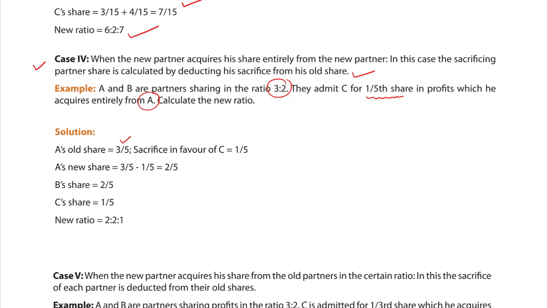A's old share is 3 by 5. A's sacrifice in favor of C is 1 by 5. A's new share is 3 by 5 minus 1 by 5, that is 2 by 5. B's share is 2 by 5, there is no sacrifice, so the new share is also 2 by 5. C's new share is 1 by 5. So the new ratio is 2:2:1.